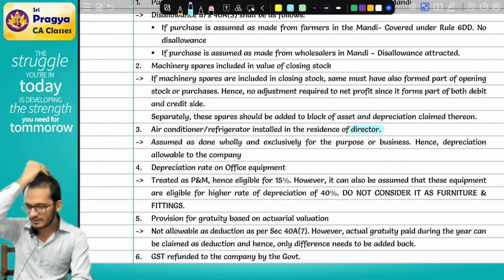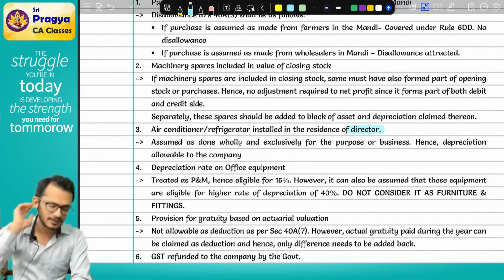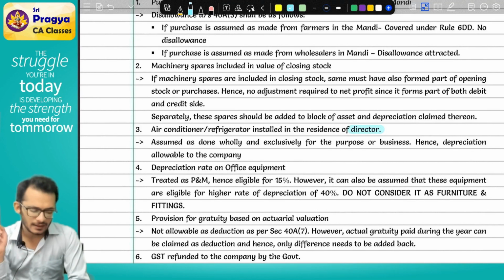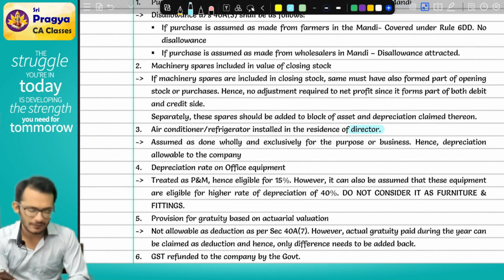Be careful about this adjustment. Yes or no? So what is the adjustment? It is saying any kind of air conditioner or refrigerator installed in the residence of a director is assumed as done wholly and exclusively for the purpose of business. Hence depreciation is allowable to the company. Clear? Can we go forward? Yes.